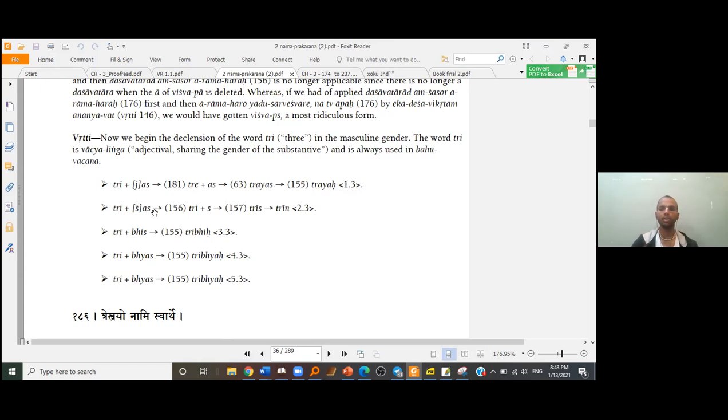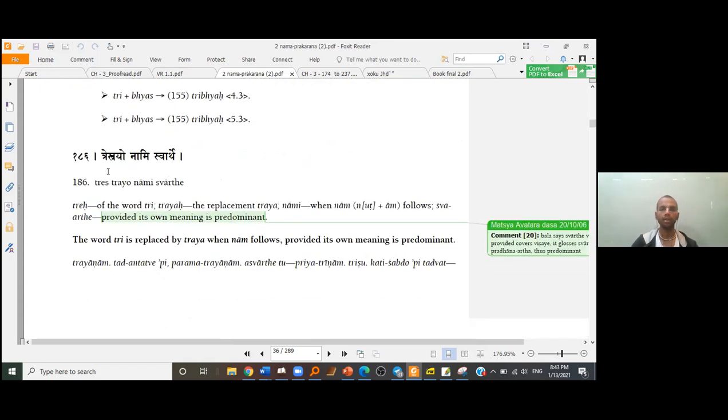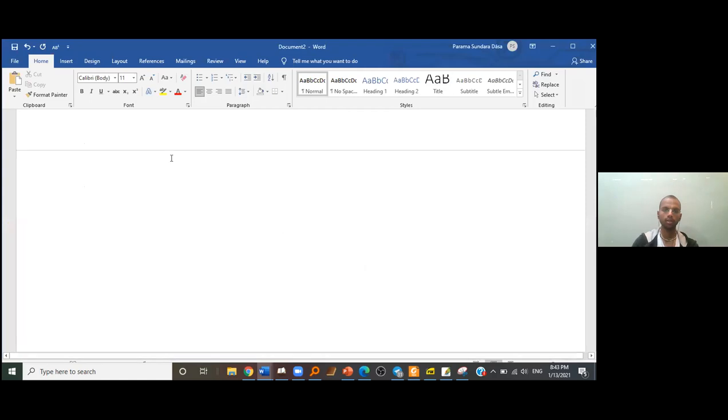Then Tri Yuktashas, Dashavtara Damshasau, Dashavtarasya Trivikramashasi, Treen. Then Tribhi, Tribhyah, Tribhyah. Then one sutra comes here, Trestrayo Nami Swarthi. When we make Tri Yukta Nam in 6.3, Tri Yukta, first of all, it's Am in 6.3.